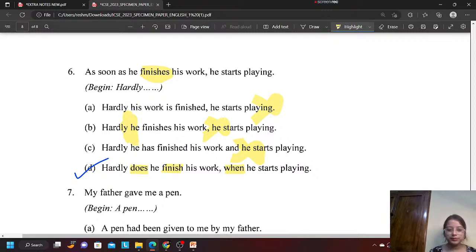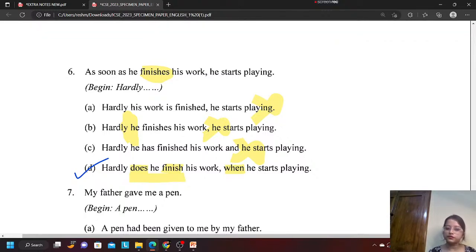Helping verb use यहाँ पे हुआ है does, okay. Then main verb we are going to use verb का first form, okay, which does. So finish. Here hardly he finishes, इसमें तो helping verb ही नहीं है. We cannot write. B is correct. Alright. So B is incorrect. His work. And what else?